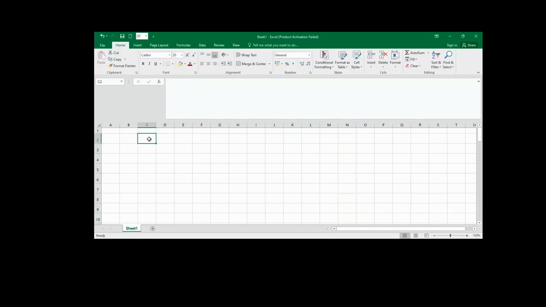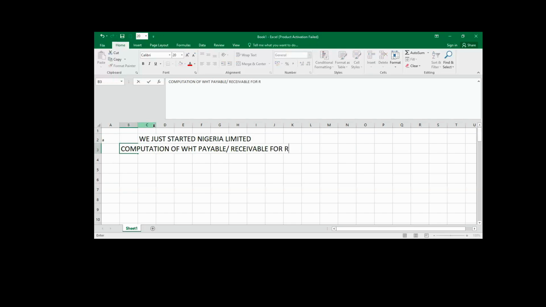So the first thing, we have the A part. We Just Started Nigeria Limited, the name of the company. So we are asked to do what? Computation of withholding tax payable and receivable for the relevant year of assessment.